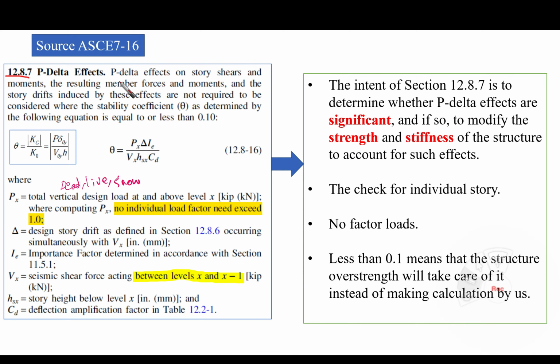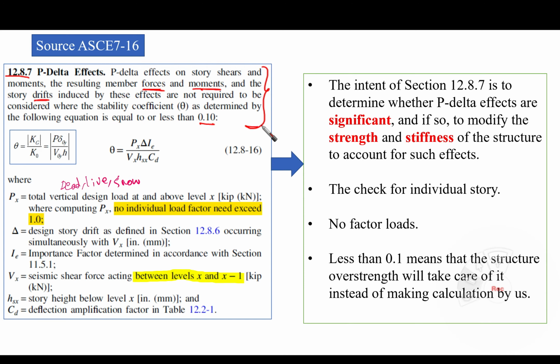P delta effects on story shears and moments, the resulting member forces and moments, and the story drifts. So we are going to talk about three things here: member forces and moments, meaning the straining actions on the members, and the story drifts, which is related to the story. Induced by these effects, they are not required to be considered where the stability coefficient theta, as determined by the following equation, is equal to or less than 0.1.